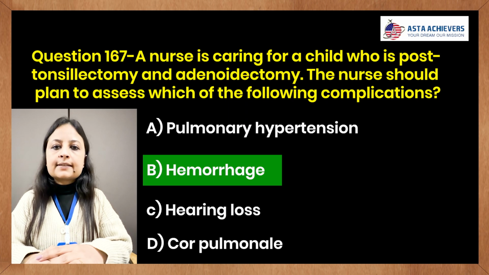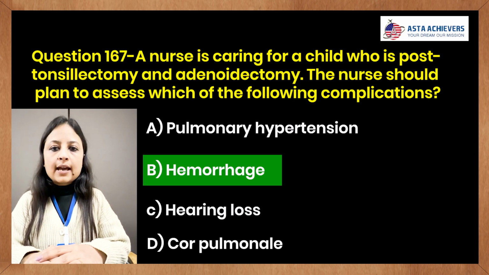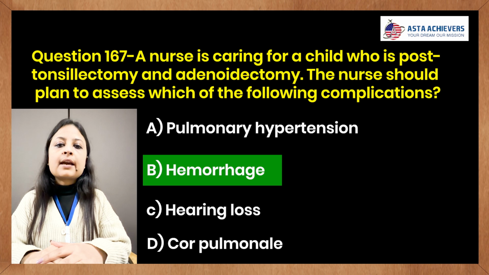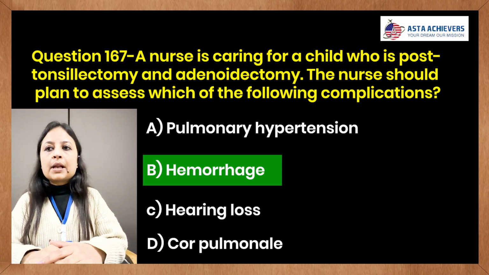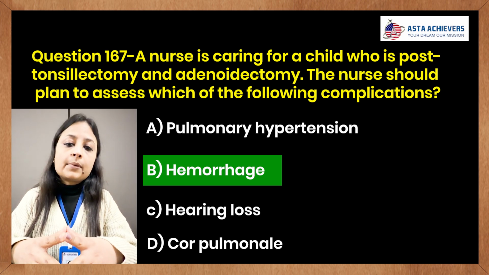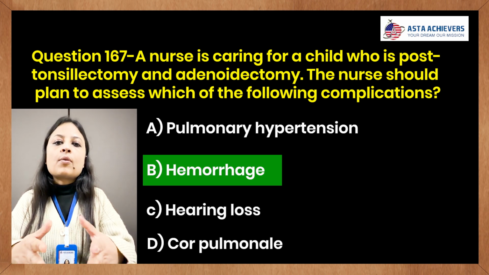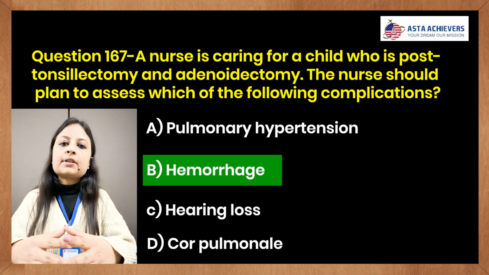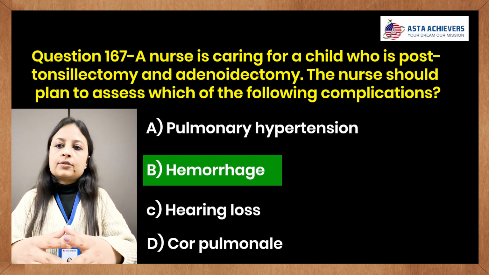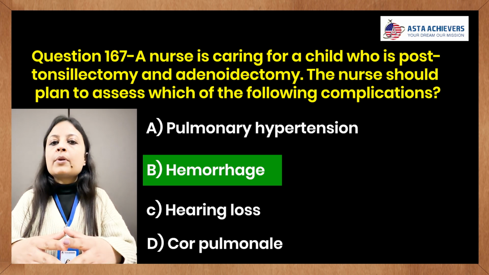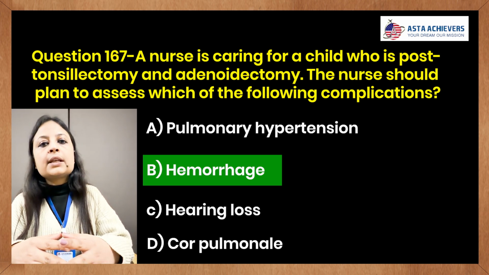Question number 167. A nurse is caring for a child who is post tonsillectomy and adenotomy. So the nurse should plan to assess which of the following complications. Option A, pulmonary hypertension. Option B, hemorrhage. Option C, hearing loss. Option D, cor pulmonale. So hemorrhage is one of the most common complications of tonsillectomy and adenotomy.